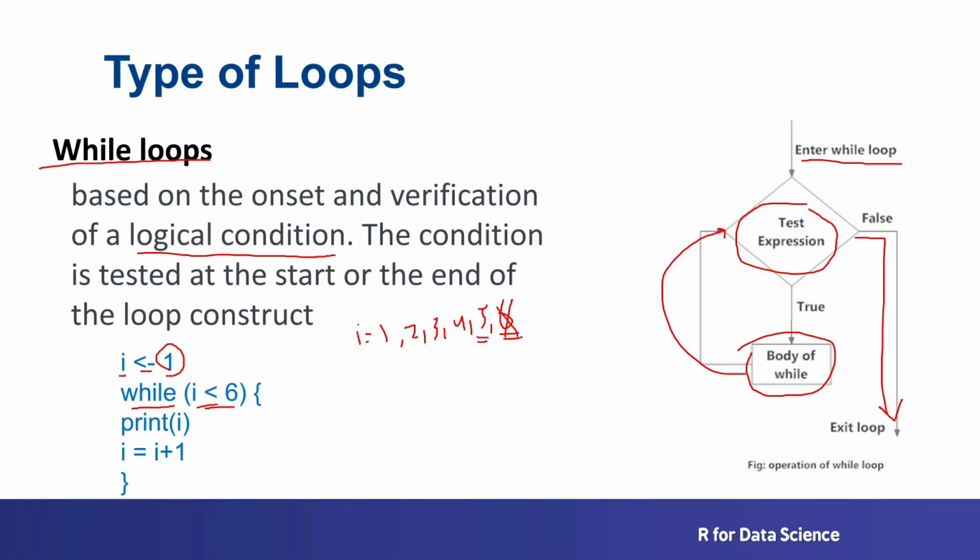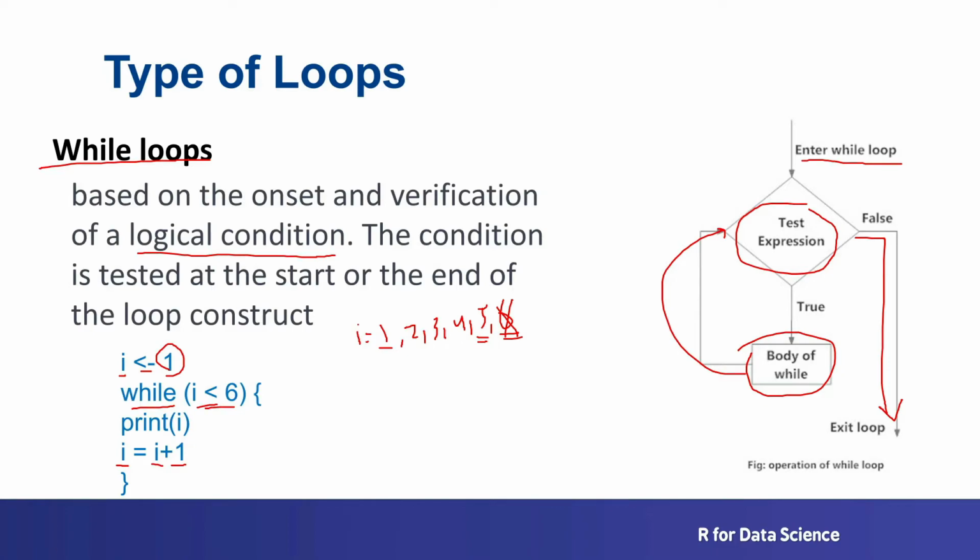Why? Because here I said I equals I plus 1. First of all, I declared the variable I, that I is going to take the value of 1. So we know that I now is 1. And then I said while there's a logical condition. Once you see a logical condition in a loop, that's a while loop. In a while loop there is a logical condition, and in the for loop there is the last item.